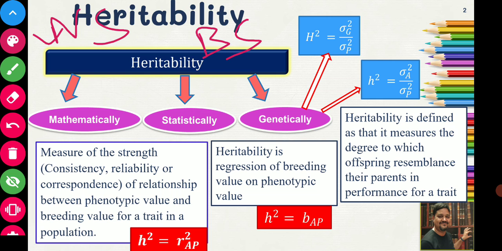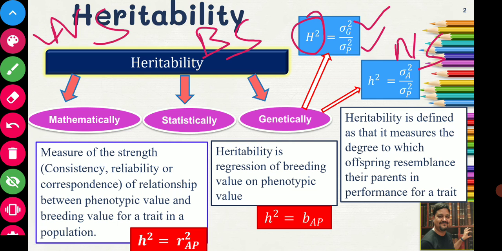So in broad sense, heritability is the ratio of genetic variance and phenotypic variance, and that is why it is shown by capital H square. That is the heritability in broad sense. Similarly, in narrow sense, heritability is the ratio of additive genetic variance to the phenotypic variance. Why narrow sense? Because the broad genetic variance has been limited to additive genetic variance. That is why it is called heritability in the narrow sense.